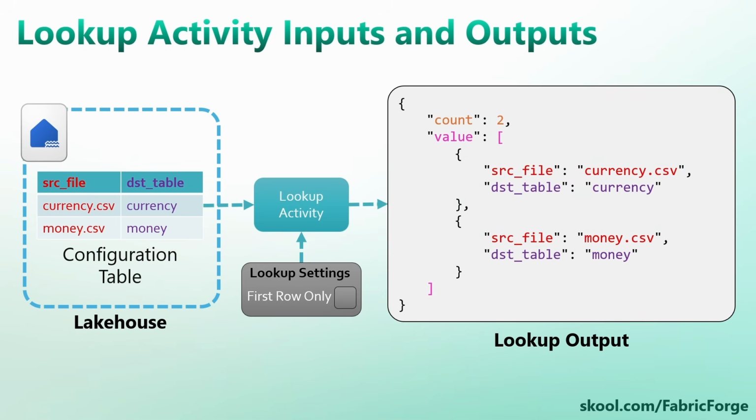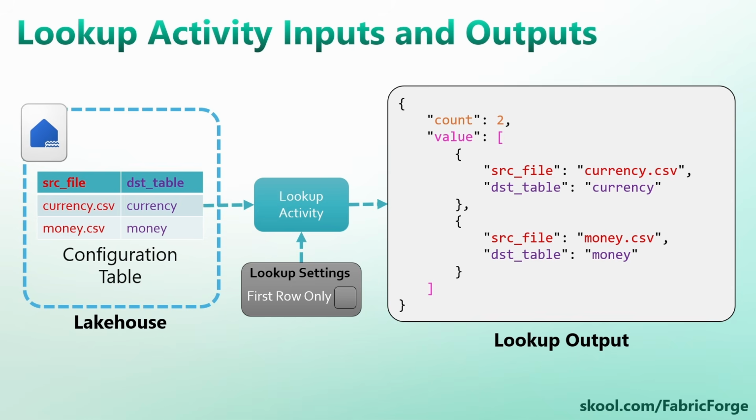Our lookup activity runs and we can see a different output this time. We get the count of how many rows were retrieved and the value array containing all the rows that were retrieved. In this case, we have two rows, so we get both the currency and money configurations from the configuration table. Now this output of the lookup activity would then be available to use in the following activities in our data pipeline. For example, we could pass this value array to a ForEach loop and start to iterate it and do actions based on the configuration data.